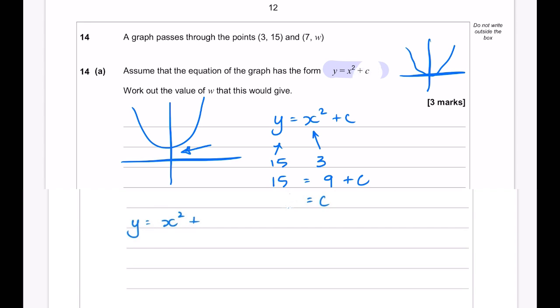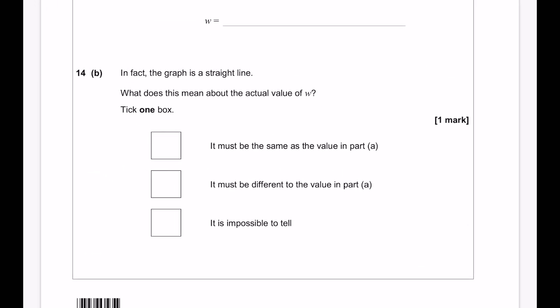The way to do it is they've given us a coordinate, and as ever, we can substitute into a formula. So 15 and 3, and that will help us find what C is, which will be where it crosses there. Then we can substitute again because X for there is 7, and then we can find out what W is. Part B, I don't know. It just feels a bit strange, the question, because it says, in fact, it's a straight line, but they've given us an equation that's not a straight line. So it's not really possible to tell on that one.